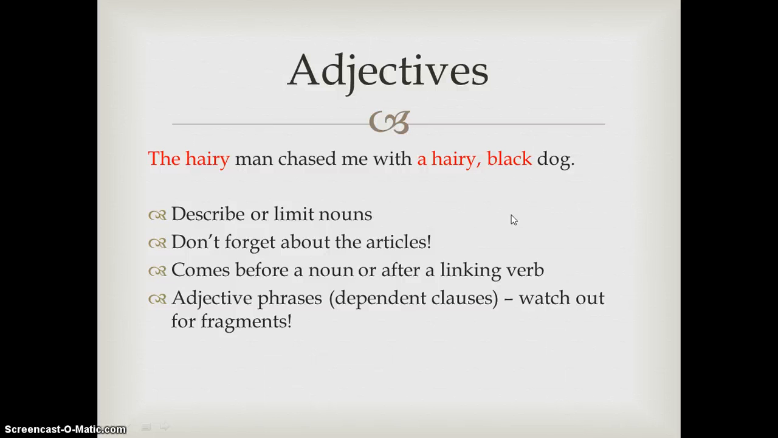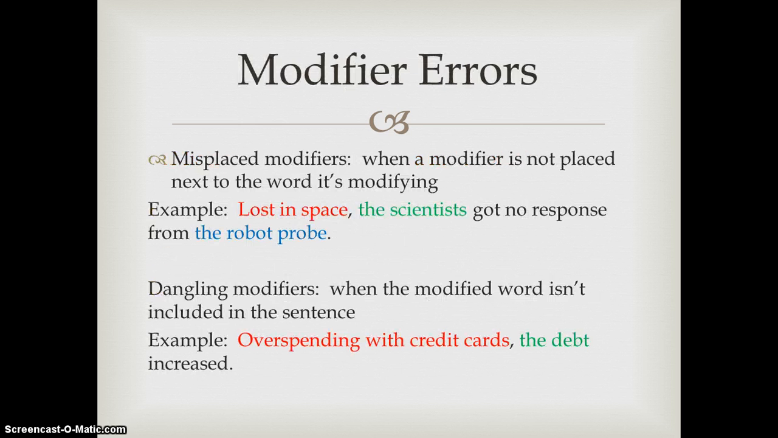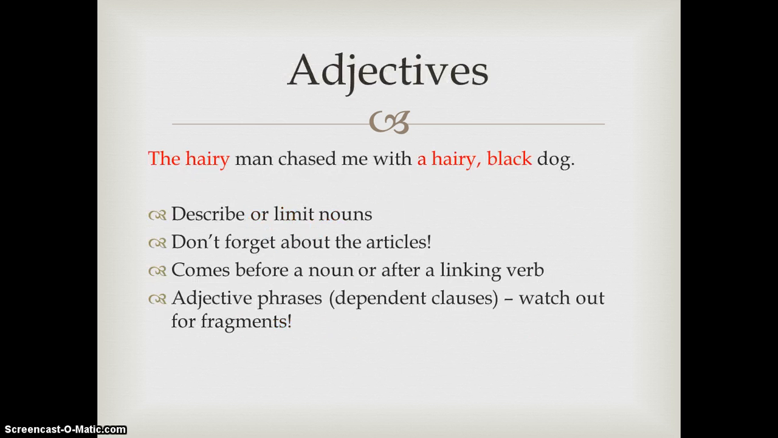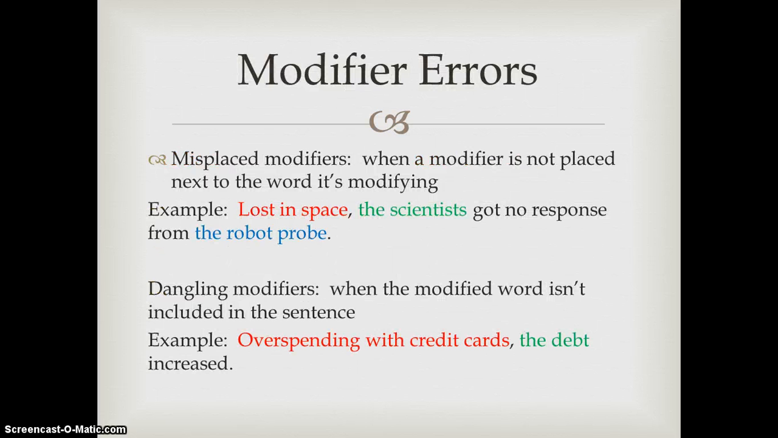Don't forget that you can have adjective phrases, and these are dependent clauses. As we stated previously, you have independent clauses which stand alone, and dependent clauses which don't. So watch out for fragments. Don't just create an adjective phrase and leave it hanging there. You want to make sure you have a verb to go with it. So again, just watch out for fragments. We'll go into more detail later.